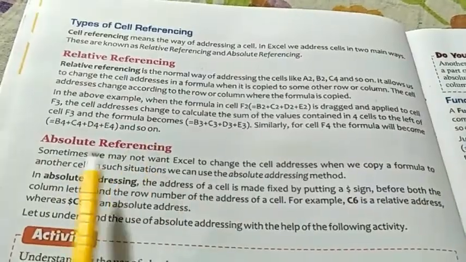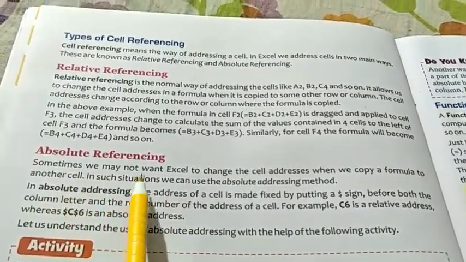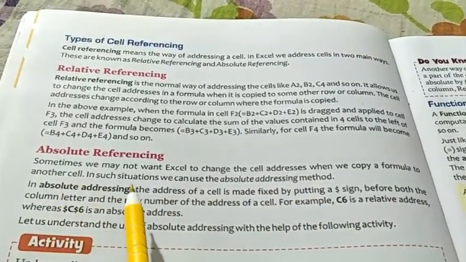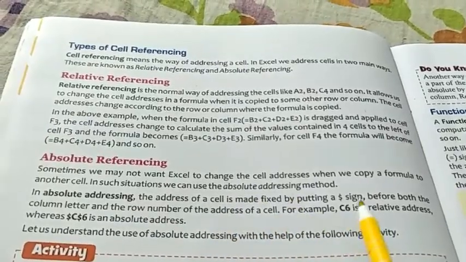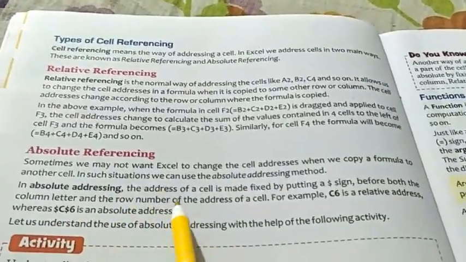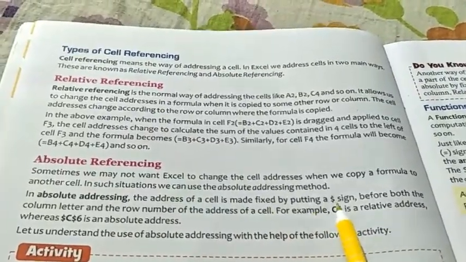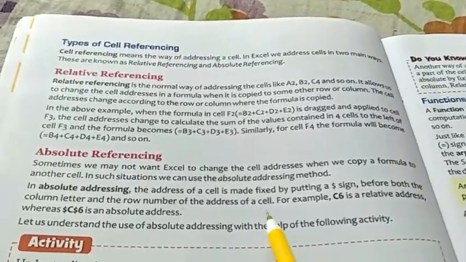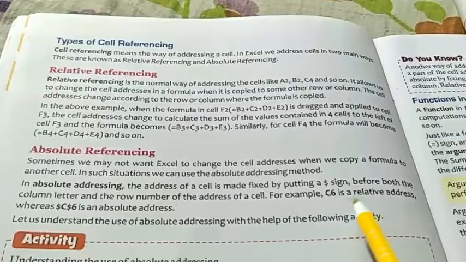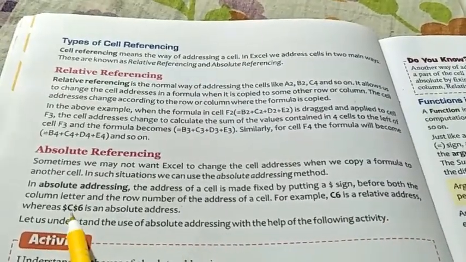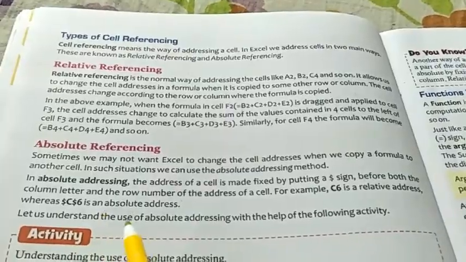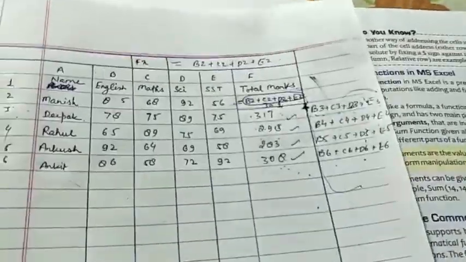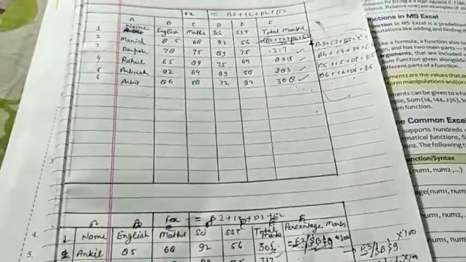In the case of absolute reference, sometimes we may not want Excel to change the cell address when we copy a formula to another cell. In such a situation, we can use the absolute addressing method. In absolute addressing, the address of the cell is made fixed by putting a dollar symbol before both the column letter and the row number of the address of a cell. For example, C6 is a relative address, whereas $C$6 is an absolute address. Okay, so here the description has been written, and here I have explained this one with the help of examples.